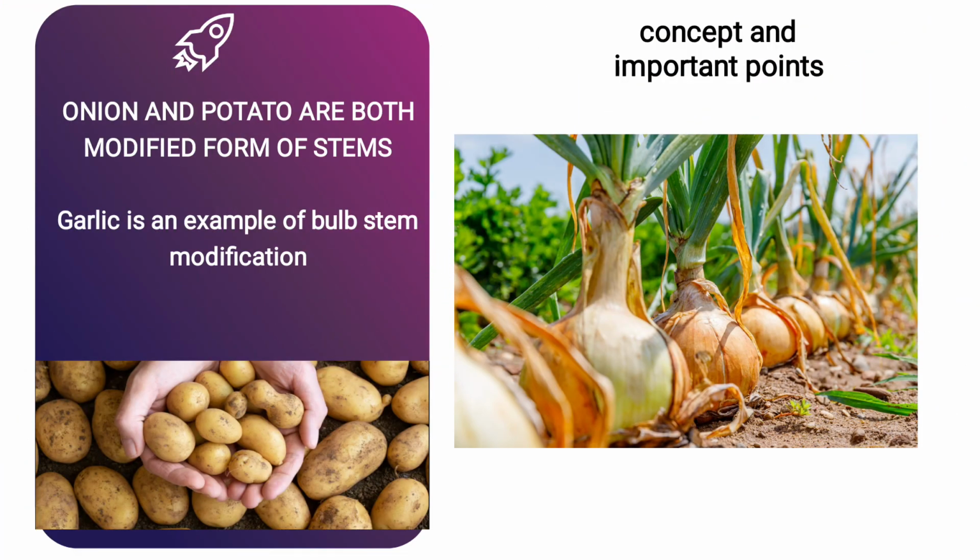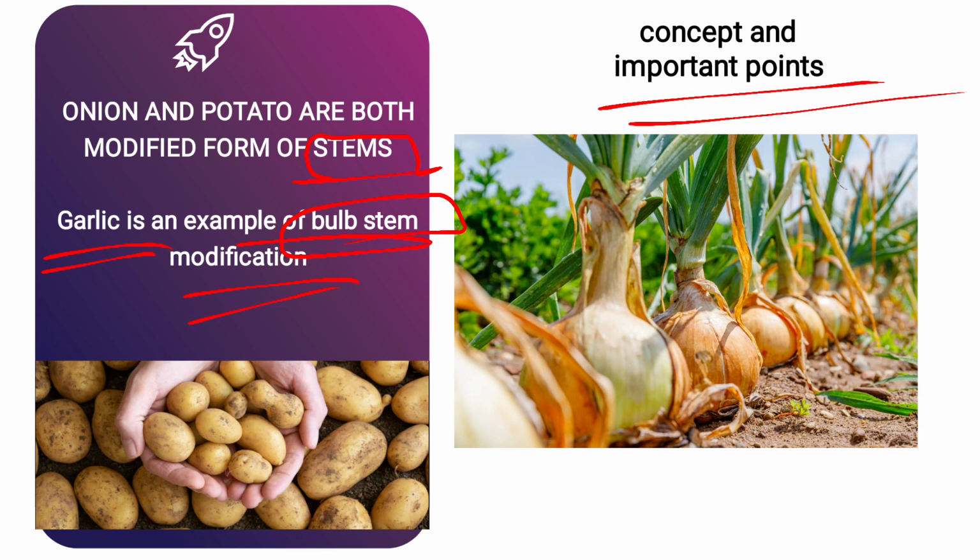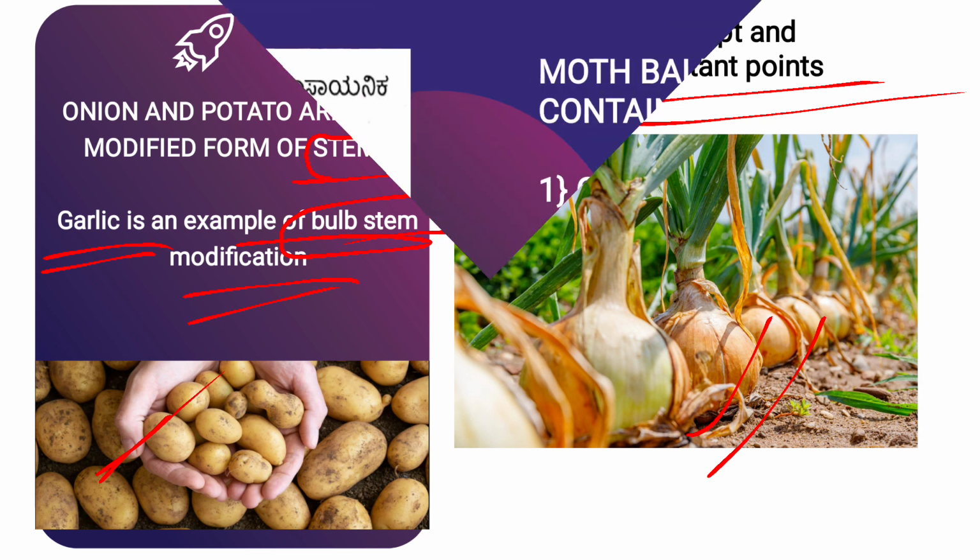Now we can see some of the concept and important points that can be asked in the examination. Onion and potato are both modified forms of stems, whereas garlic is an example of bulb stem modification. That means the bulb stem that is modified, it is in the form of garlic, and that's why garlic is called an example of bulb stem modification. You can see the images of onion as well as potato, which are the modified forms of stems.